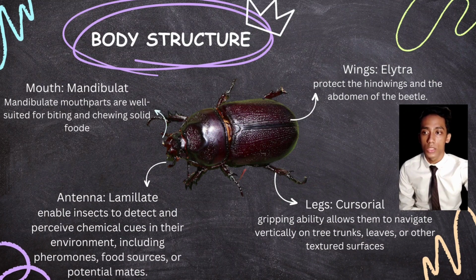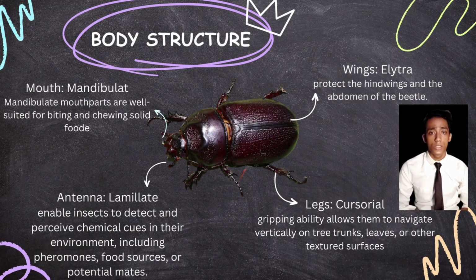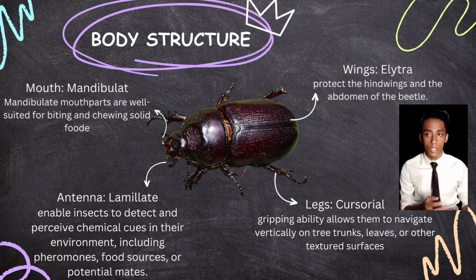Now let's move to the antenna. The type of antenna for the rhinoceros beetle is lamellate. It is used for communication, and it plays a crucial role in communication between individuals. They may be involved in detecting or responding to specific pheromones or other chemical signals released by conspecifics, indicating territorial boundaries, mating availability, or social cues.